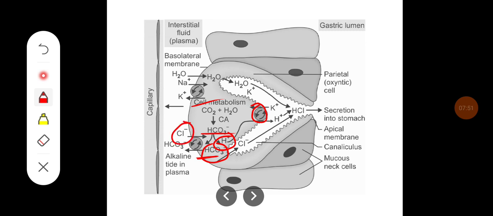So the chloride ions, when they are increased intracellularly, are going to diffuse into the canaliculi, and that is going to combine with H plus ion to form the hydrochloric acid, which is secreted into the stomach. At the same time, when the potassium concentration increases in the cell, that will be exchanged with sodium by the sodium potassium pump, and when the sodium enters inside the cell, it is going to drag some amount of water also, which is going to diffuse into the canaliculi, which will be secreted with the hydrochloric acid.